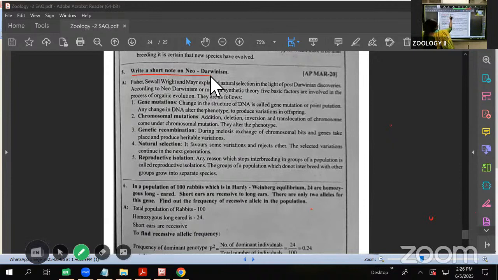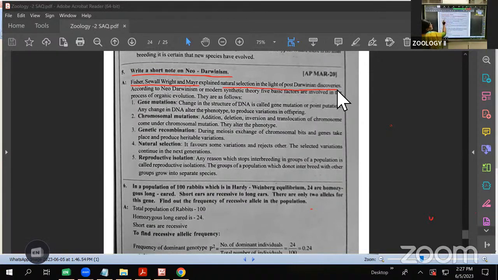Here, in evolution, we already discussed some questions, the homologous and analogous organs, and the mutational theory and also natural selection. The next one is called neo-Darwinism. Who explained this? Fisher and Sewall, right? They explained natural selection in the post-Darwin discoveries.